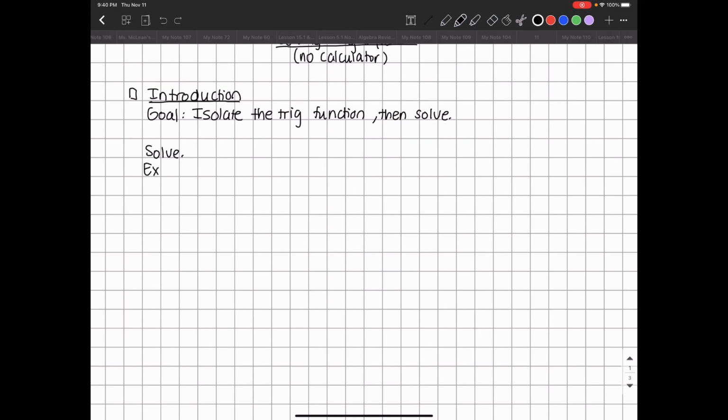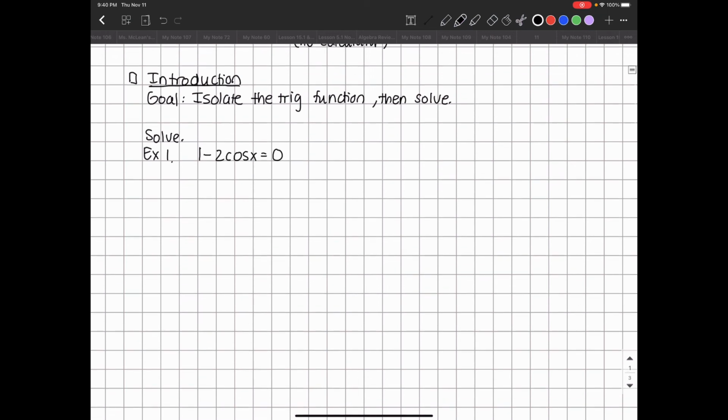And here's one example. Maybe I have 1 minus 2 cosine of x is equal to 0. First thing I would do is I want to isolate the cosine of x. So first thing I'm going to do is subtract 1 on both sides, and that will get me negative 2 cosine of x is equal to negative 1. And then I'm going to divide by negative 2, that coefficient, on both sides, and I'm going to get cosine of x is equal to 1/2.